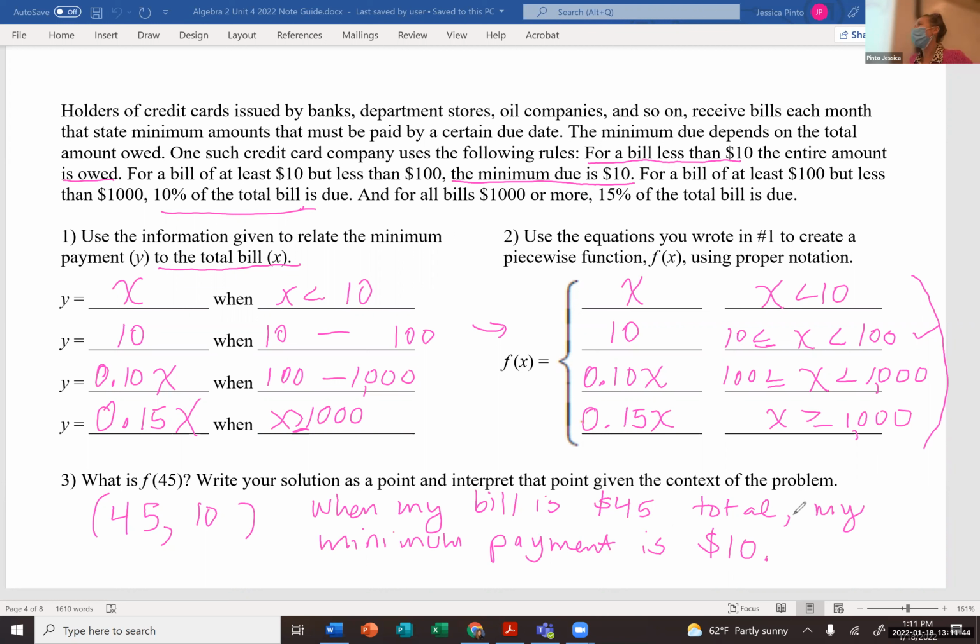Now, if I was giving you advice, my advice would be to always pay off your credit card bill in full every month. But this is not a financial advice class, so do whatever you want.